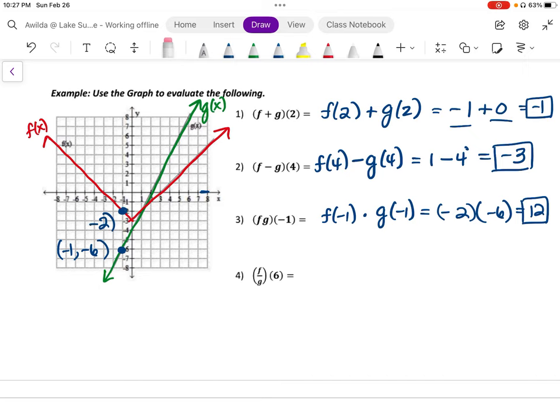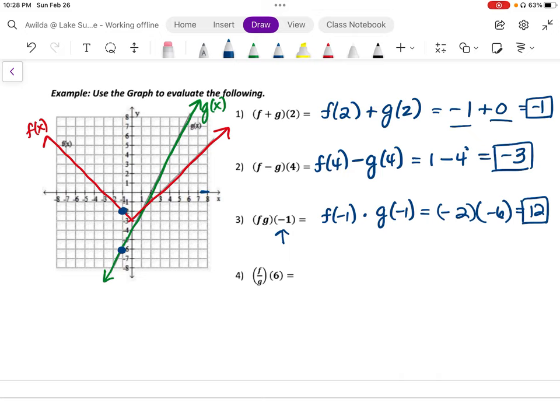Now hopefully you see what we're doing. We're looking at which ordered pairs have the corresponding x coordinates so that we can look at those y values that belong to those x values. Next, we have f divided by g evaluated at x equals 6.